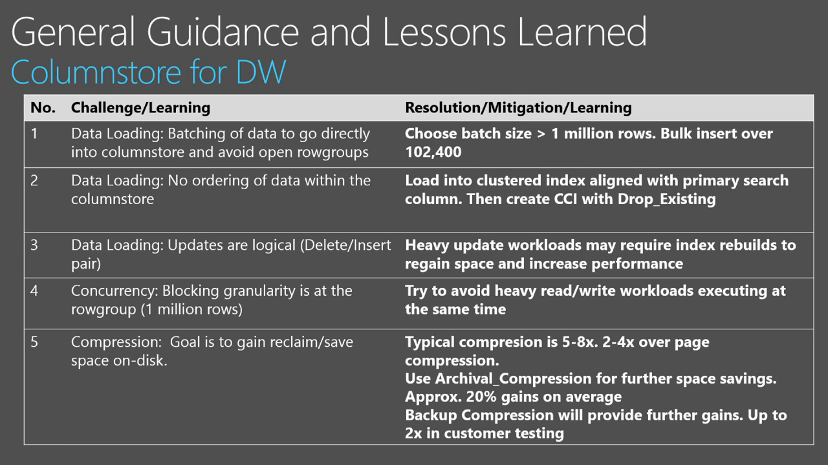Concurrency: the blocking granularity is at the row group. So in each row group, we have about 1 million records, give or take. The clustered Columnstore index in 2014 is not really built for heavy OLTP workload environments. So you definitely want to try and avoid heavy read-write workloads with your queries as well, in particular if you're not doing queries with a read uncommitted isolation level.